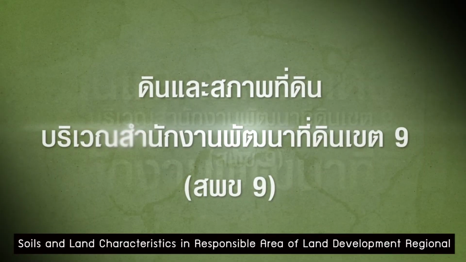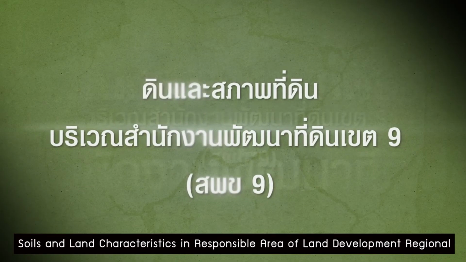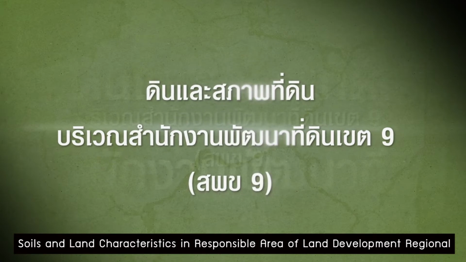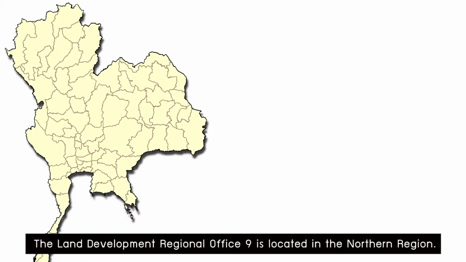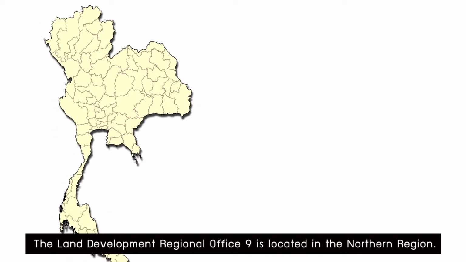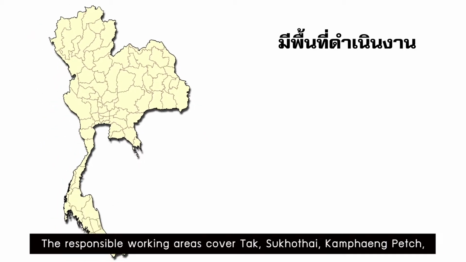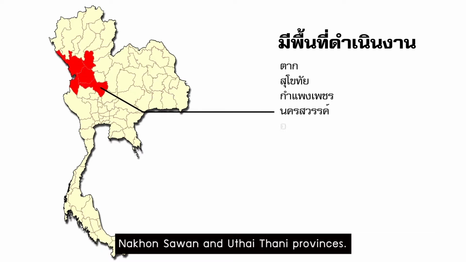Soils and land characteristics in the responsible area of Land Development Regional Office 9, LDRO 9. The Land Development Regional Office 9 is located in the northern region. The responsible working areas cover Tak, Sukhothai, Kamphaeng Phet, Nakhon Sawan, and Uthai Thani provinces.